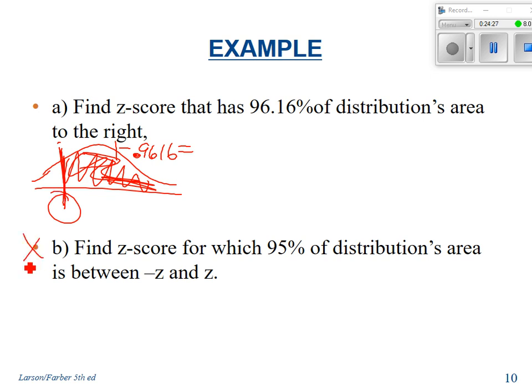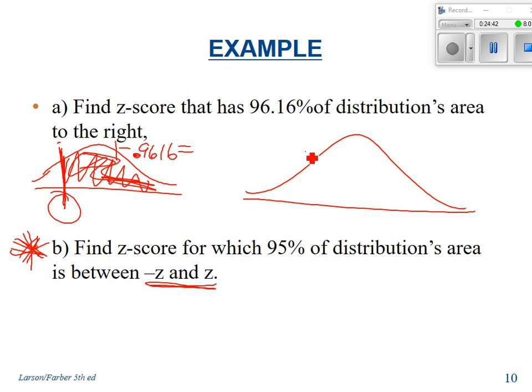This one is a little different. Watch closely on this one. It's a little tougher if you're using the chart. We want 95% of the area to be between two scores. So when that happens, you're going to have two scores, a score here and a score here, and we want 95% to be between them.